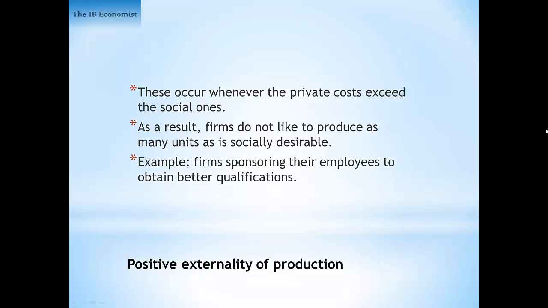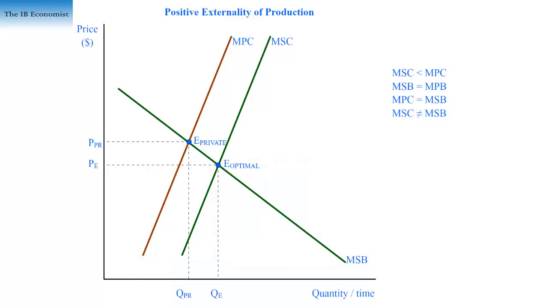As a result, these firms would not be training their workers, and while society overall would benefit from more experienced workers, we actually do not observe that to happen because firms are too afraid that they might lose their trained workforce. Okay, let's have a look at a graphical illustration of this situation. This diagram illustrates a positive externality of production.